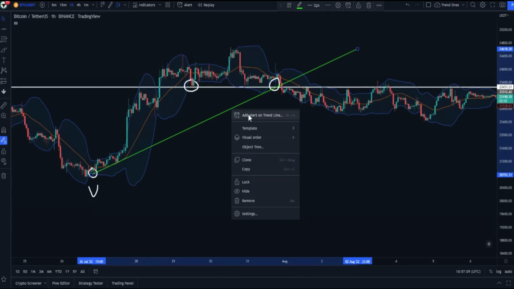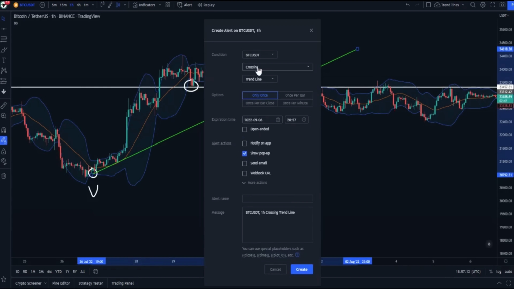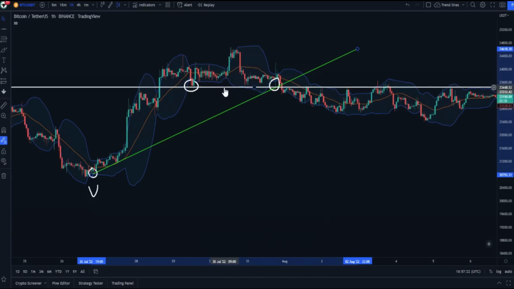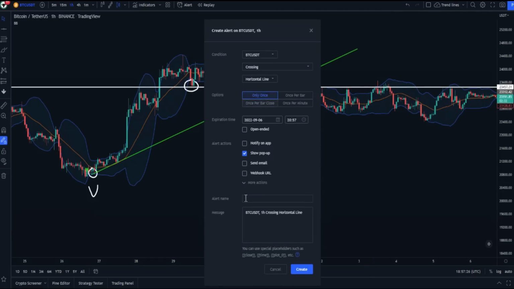You can also add an alert on the trend line by right-clicking on it and choosing the type of alert you want. We can also add it to the horizontal line using the same way.